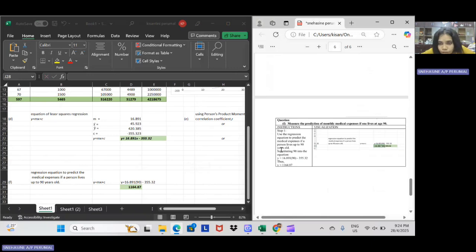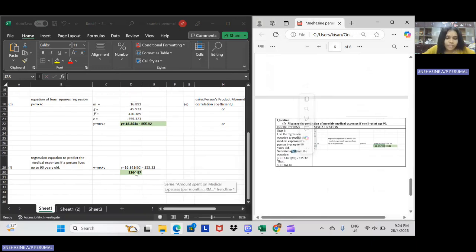Using the regression equation to predict the medical expenses if a person lives to 90 years old, you have to substitute 90 into the equation. This is the equation that we got from y = mx + c. So y equals 16.891x minus 355.32, which we got as the answer from D.